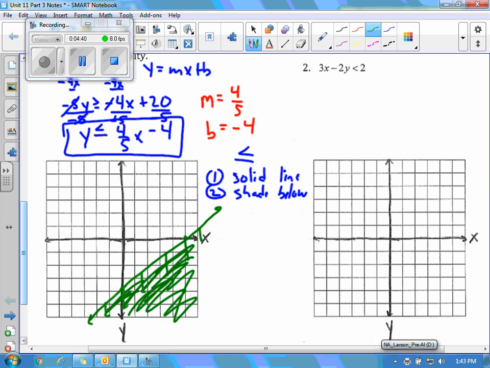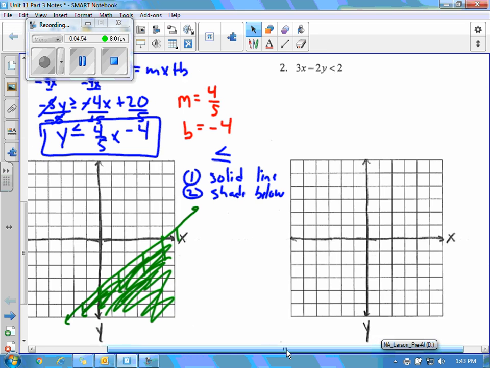Now, the reason why we shade is because since it's an inequality, we're not saying that our answers are just on the line. They're everything less than that line as well. So that's why I can shade it to include it. All right, let's look at number 2.